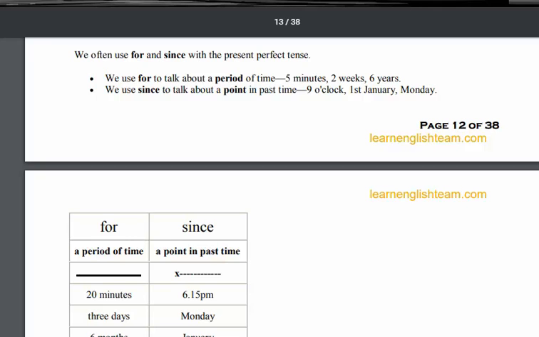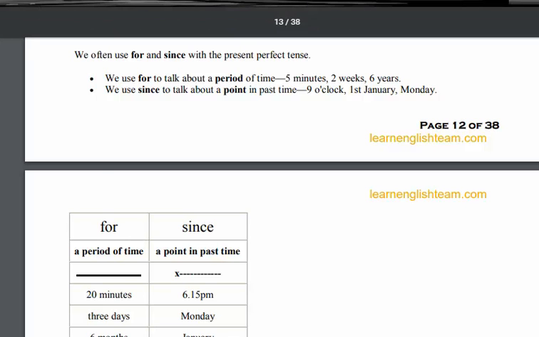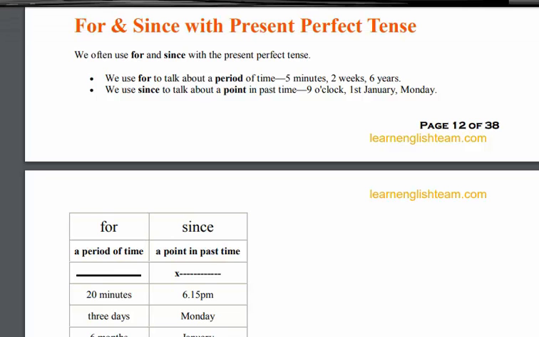We use "for" to talk about a period of time, for example 5 minutes, 2 weeks, 6 years, and we use "since" to talk about a point in the past, when it started, the exact timing of the work. So in "for", there is always a doubt in the time. 5 minutes, which 5 minutes? 2 weeks, which 2 weeks? And 6 years, which 6 years?